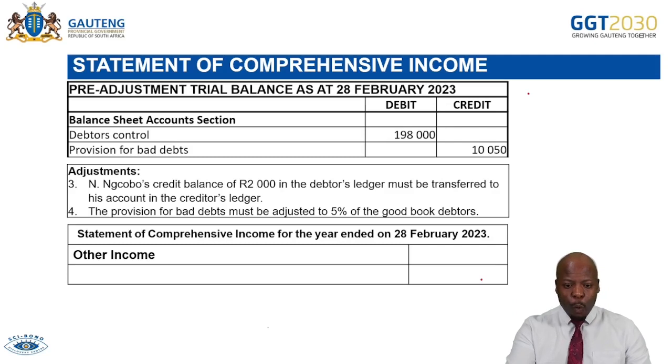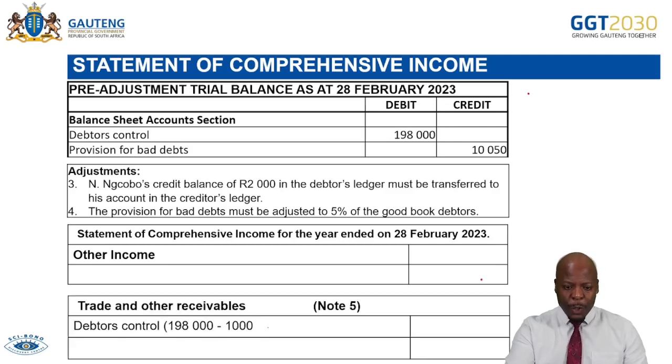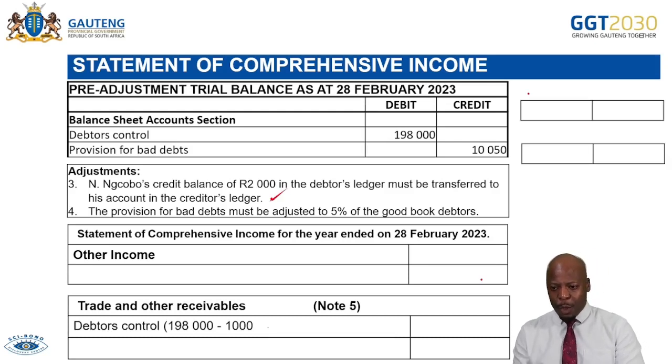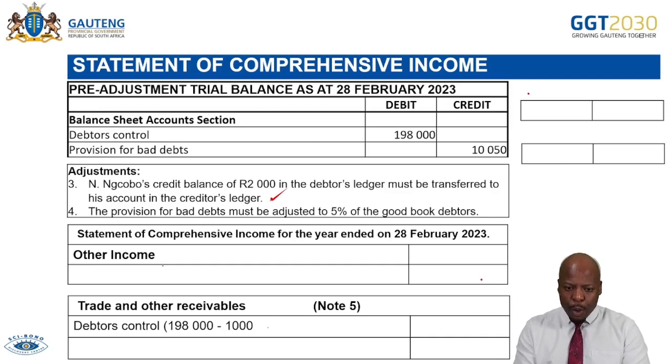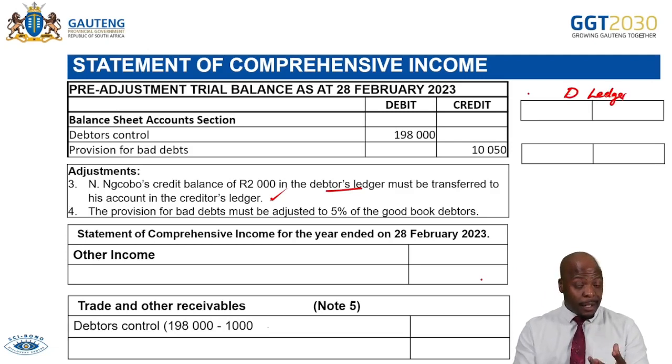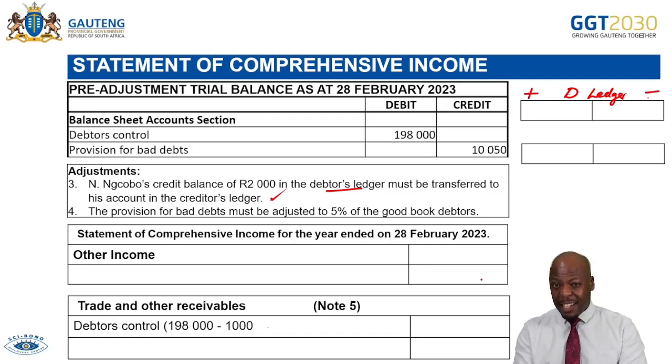And after that, once it has to do with debtors, we know it's going to affect your note 5. But for me to explain this adjustment, I want you to come here with me. Okay, we're going to do it here now. We are told that we have Ngobo with a credit balance in the debtors ledger. That means here I'm going to get my debtors ledger. I'm just going to call it my debtors ledger here. Debtor, asset, debit balance, it increases. Plus, minus. Can I go on?